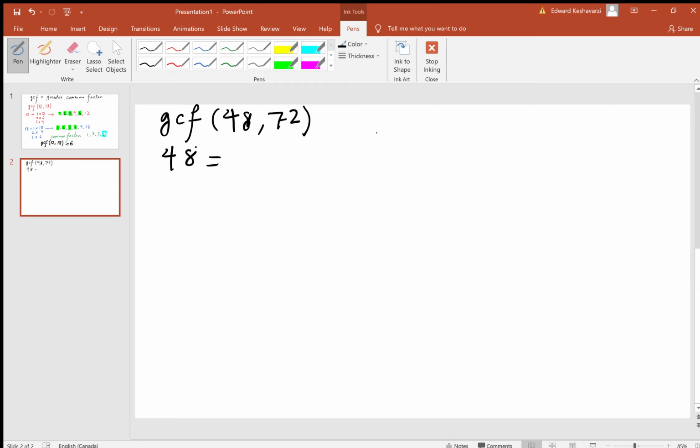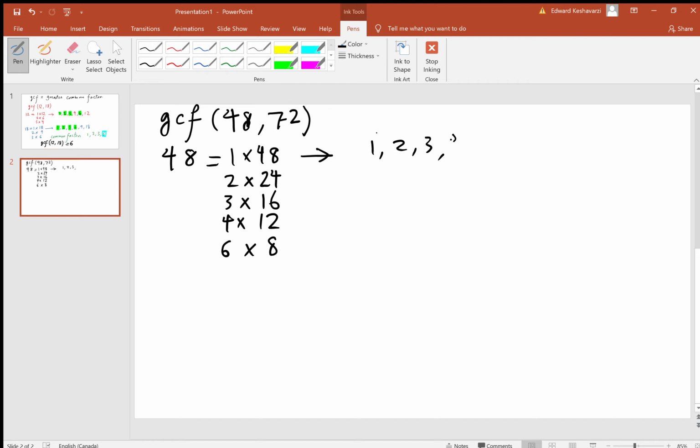48 is equal to 1 times 48, 2 times 24, 3 times 16, 4 times 12, and 6 times 8. This is why 1, 2, 3, 4, 6, 8, 12, 16, 24, and 48 are the factors of 48.